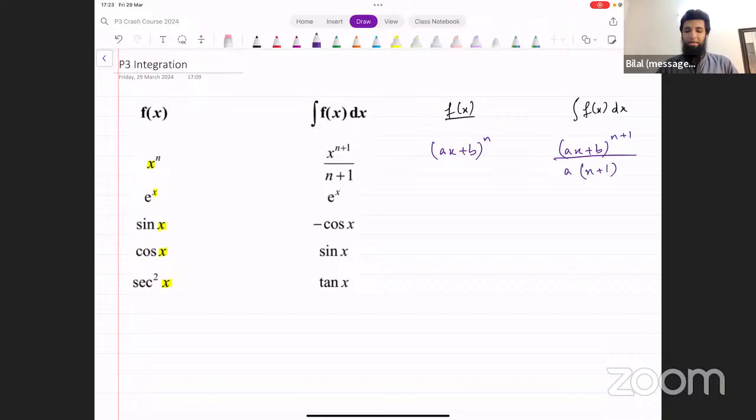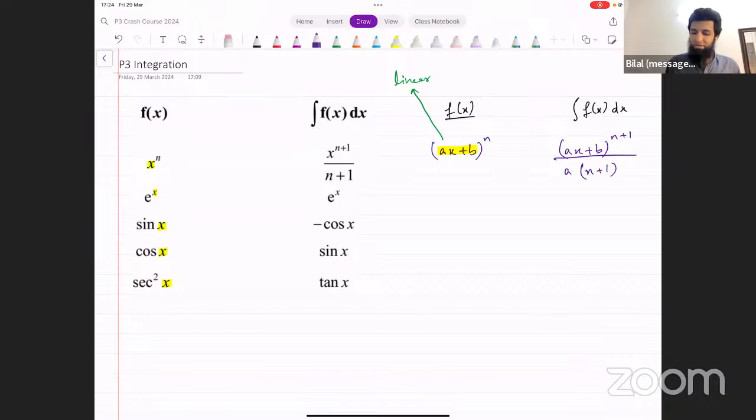However, in integration, we have a condition that this part inside, it has to be linear. If it's not linear, then you can't integrate it using these rules. Okay, then we'll see what to do later on. But in order to use these rules directly, the part inside has to be linear. That's important.